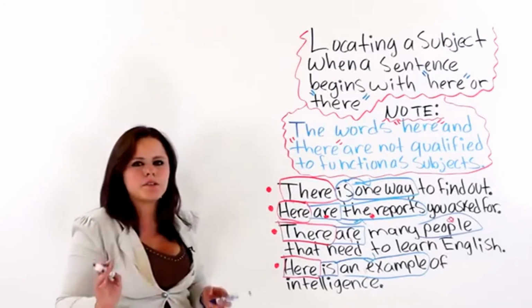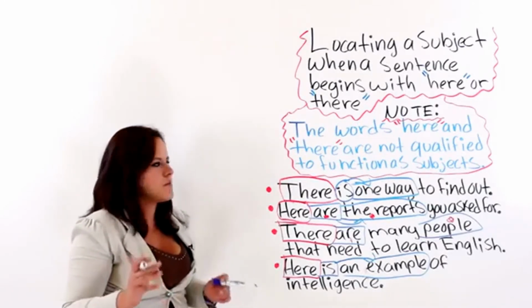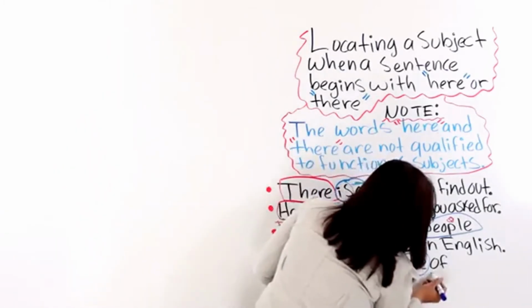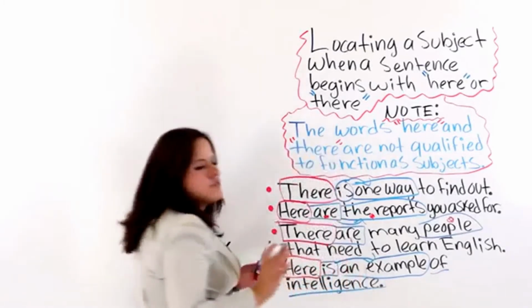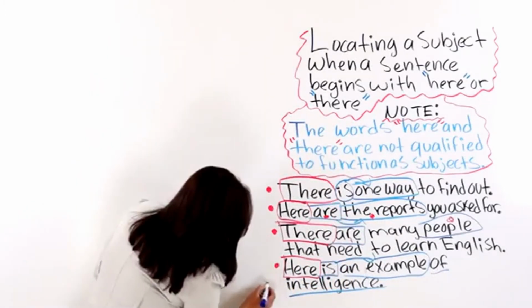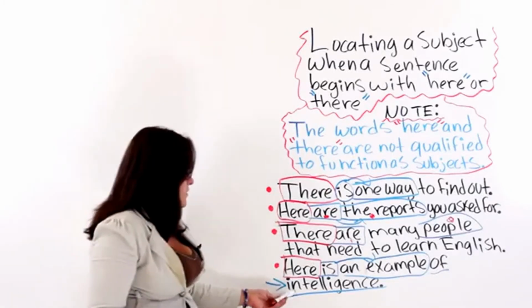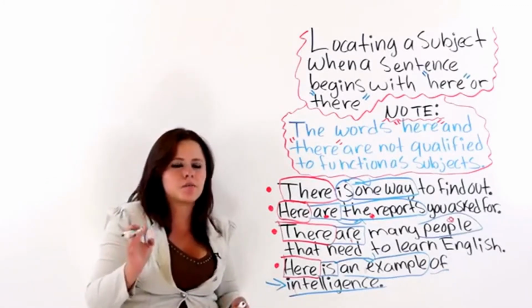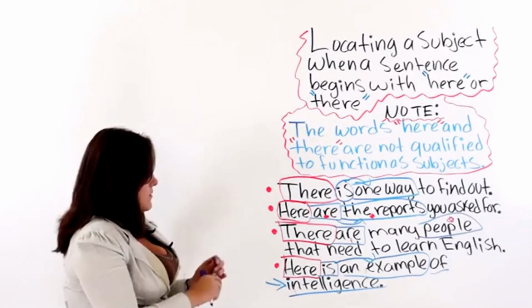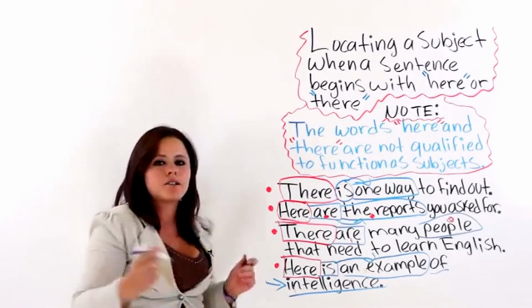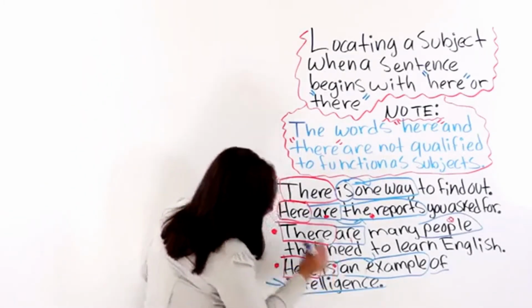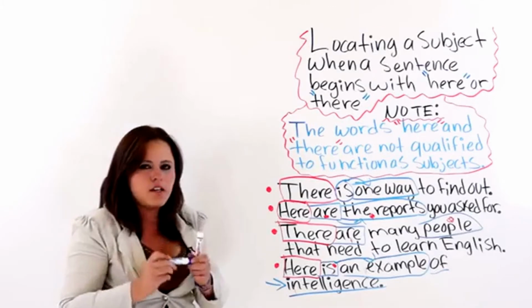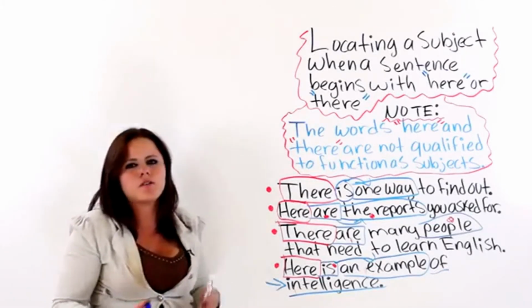Okay? Remember that a prepositional phrase cannot have a subject. You will never find a subject in a prepositional phrase. So if you see here of intelligence and you sometimes may get confused and think that intelligence is a subject, remember that you cannot have a subject in a prepositional phrase. Okay? So our subject is an example and it is singular. Therefore, our verb is singular also. Okay? So this is how you locate a subject in a sentence that begins with here or there.